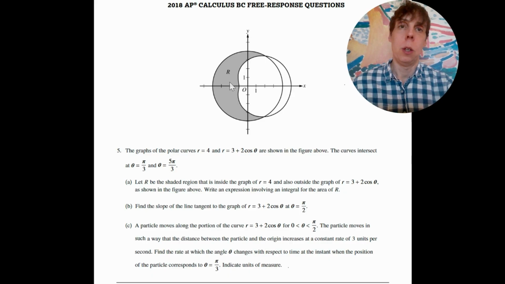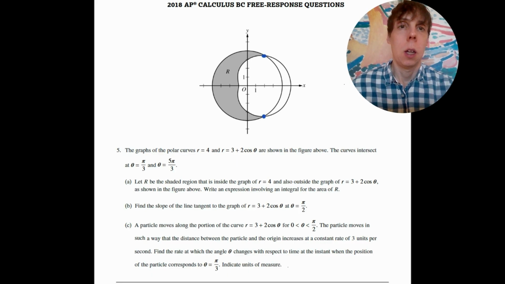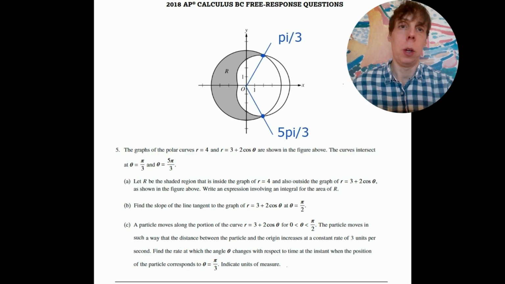A good test prep tip: whenever a calculus question asks for the area under a polar curve, you should break the diagram into sections. Here you can see the shaded region is bounded by the intersection points of each curve, and that the shaded region is inside the circle but outside the cardioid. This means you should find the area under the cardioid, given by the equation r equals 3 plus 2 cosine theta, and subtract it from the area under the circle, given by the equation r equals 4, between the radians of pi over 3 and 5 pi over 3.